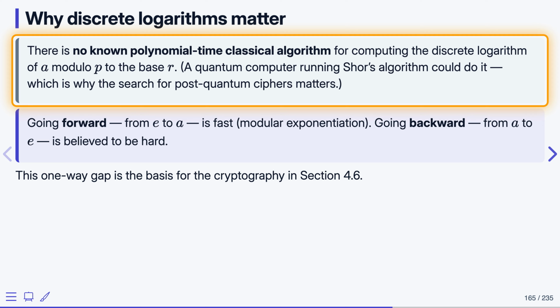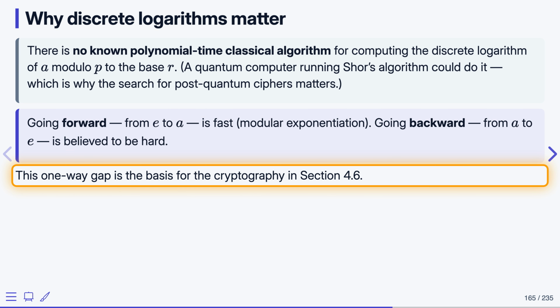One honest footnote: a large quantum computer could do it using Shor's algorithm. Nobody has built one big enough yet, and that is why researchers are already designing ciphers meant to survive one. That gap between easy forward and hard backward is exactly what cryptography needs, and it is what we use in section 4.6.